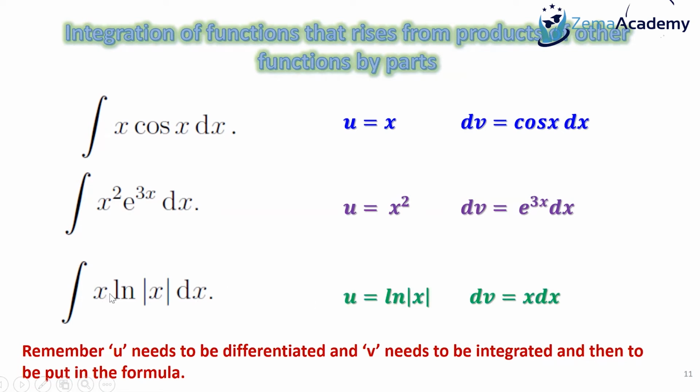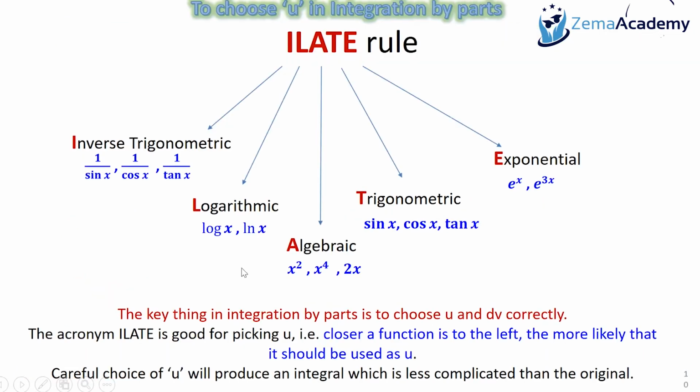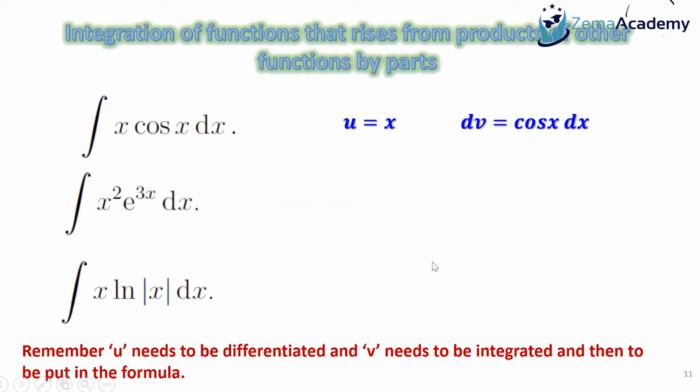Next is x log x dx. Now here the situation is different. Here log is lying to the left of algebraic expression. Clear? Or do you want me to go back to that slide? Okay, let's go back to that slide. So you see the logarithmic function is lying before the algebraic function. So here u needs to be the logarithmic function and the algebraic needs to be dv. Okay? Clear?